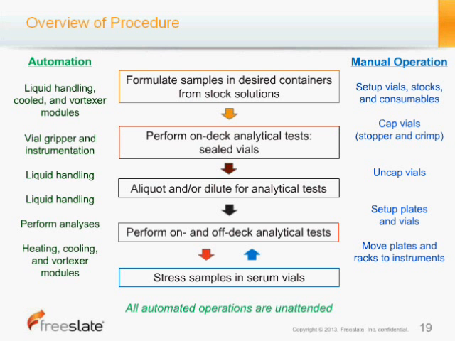Again, you can see on the right where the manual operation is actually used to tune the system to make sure it has the materials it needs to continue forward. And then we can also use on-deck heating elements and cooling elements to stress the samples. And then in this case, we used manual operation to move the plates between instruments and modules.